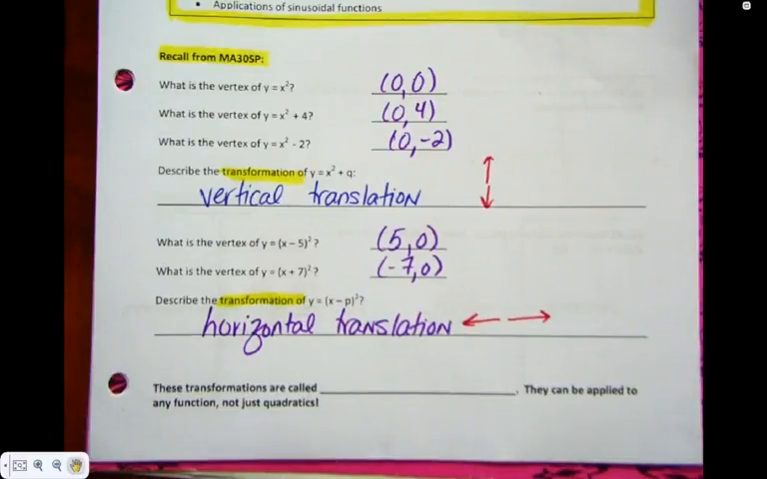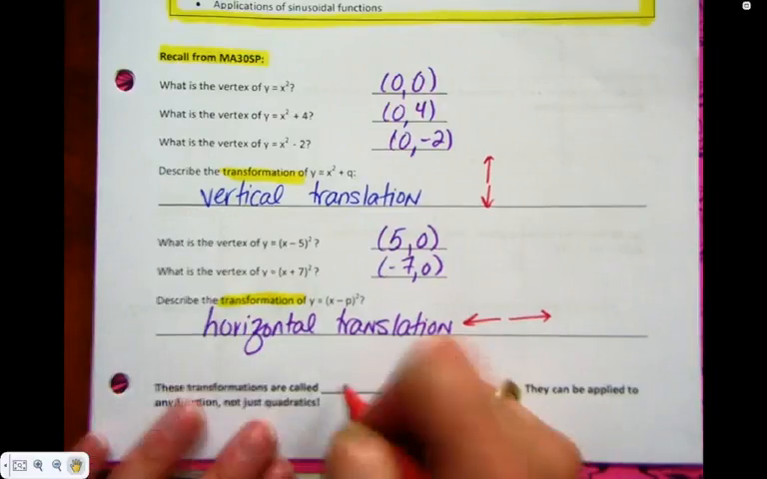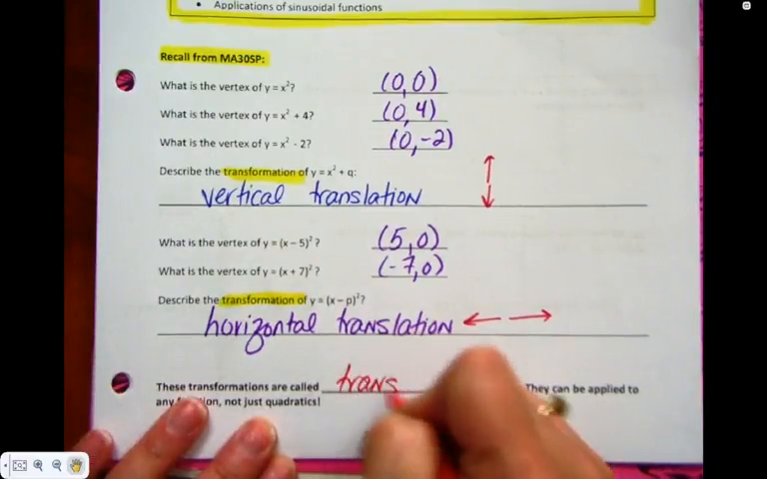Okay, so nothing new. We didn't add anything that we didn't talk about last year. This is just what we kind of started with parabolas, and then we started talking about flipping them and stretching them. But we're just going to stick to the horizontal and vertical movements. So these transformations are called translations.